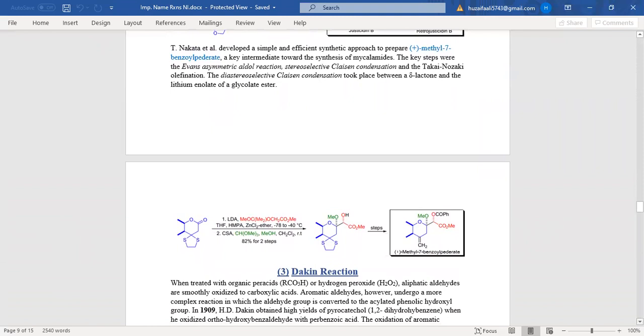And in this application, gamma lactone condensed to form lithium enolate, which further condensed to form methyl 7-benzoyl benzoyl hydrate.